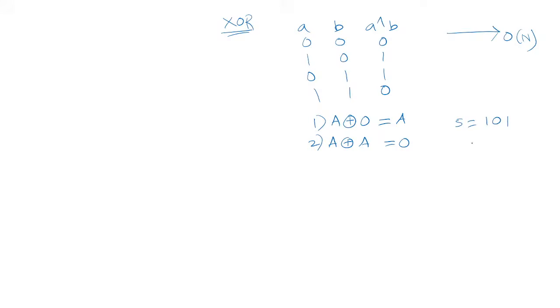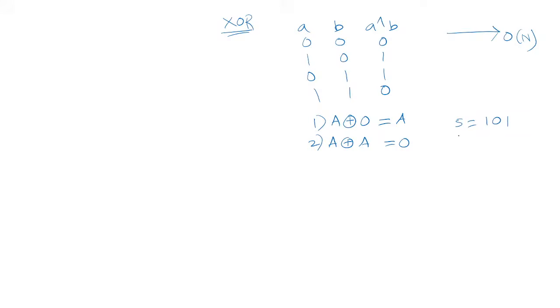If A and B are two inputs, A XOR B gives 0 if the inputs are the same, and 1 if the inputs are different. 0 1 also gives 1, and for 1 1 it is 0. This is the XOR truth table. The properties of XOR are: if A is a number, then A XORed with 0 gives the same number. And similarly, A XORed with A gives 0. Let us consider an example, 5, whose binary representation is 101.